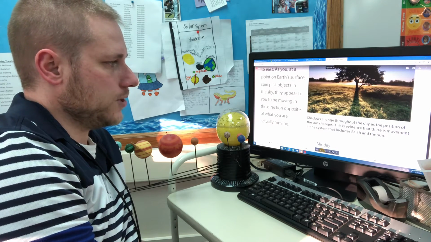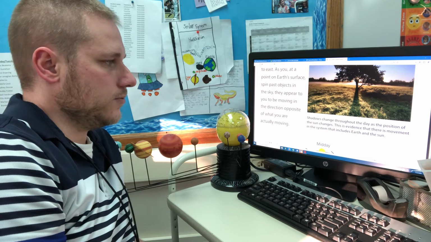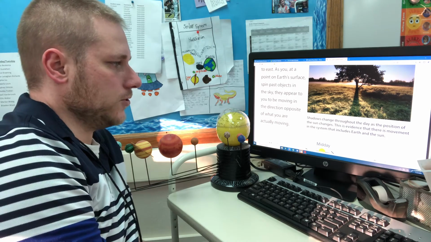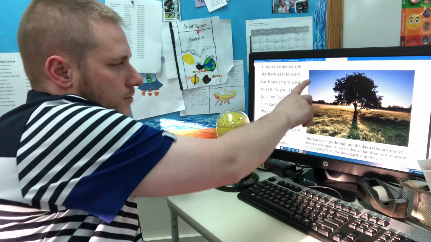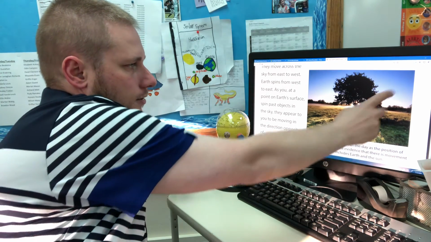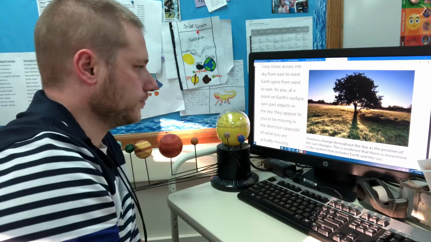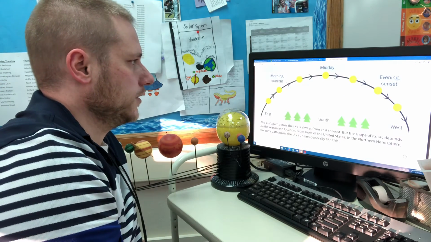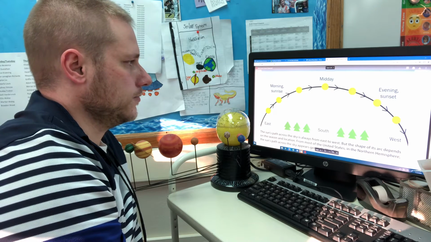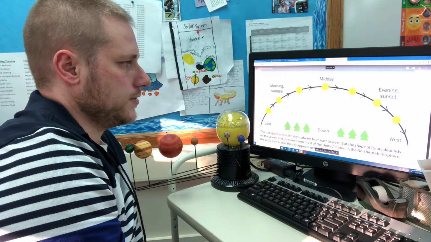Shadows change throughout the day as the position of the sun changes. This is evidence that there is movement in the system that includes Earth and the sun. So if you have the sun over here, you'll see the shadow come on this side. Sun over here, you'll see the shadow come here. So like they said, the sun rises in the east, midday, high noon, and then sets in the west.